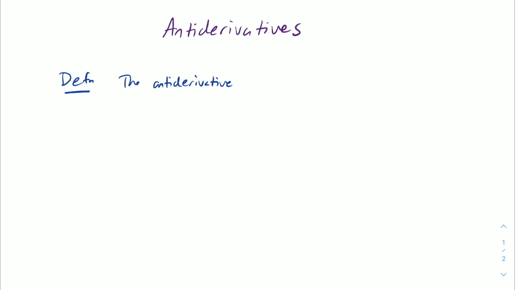Okay, so in this video we're going to talk about antiderivatives. So we'll start with the definition. The antiderivative of a function undoes the derivative on that function.